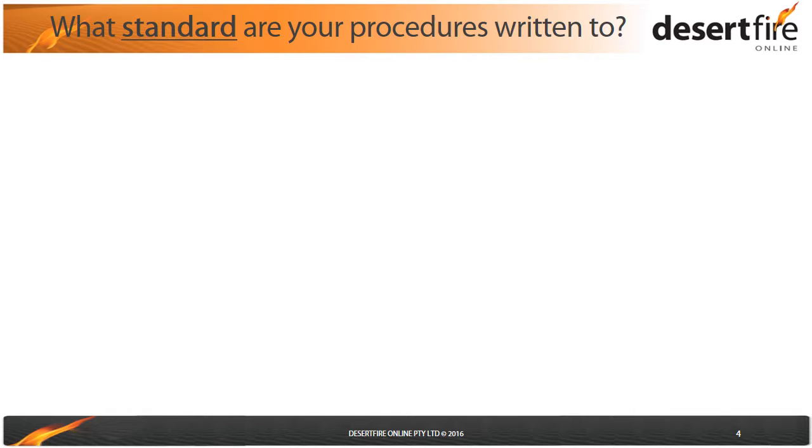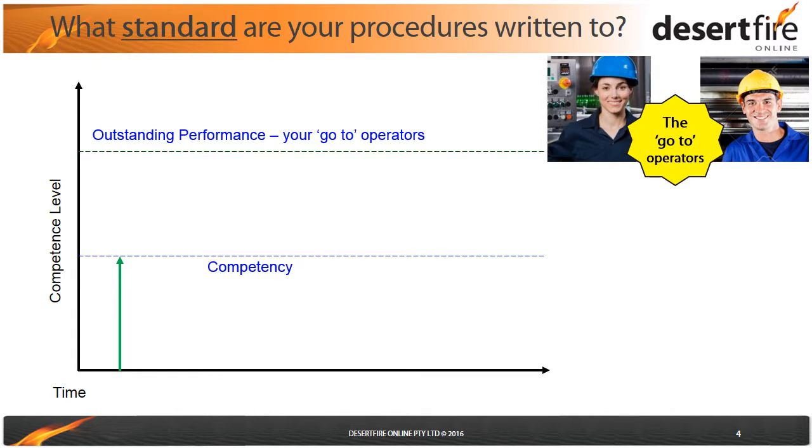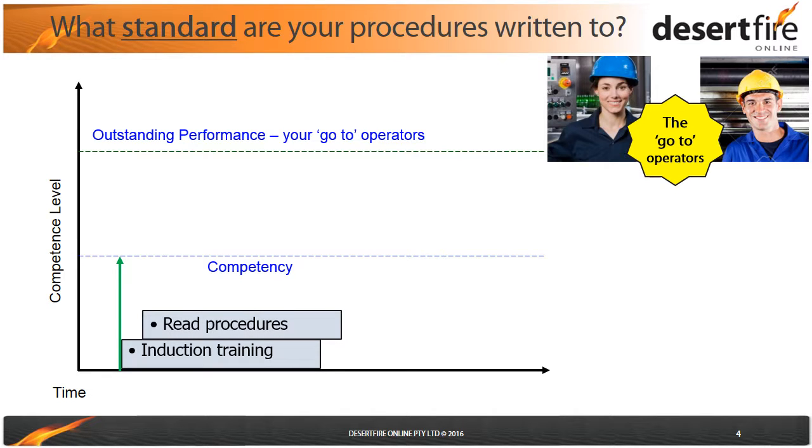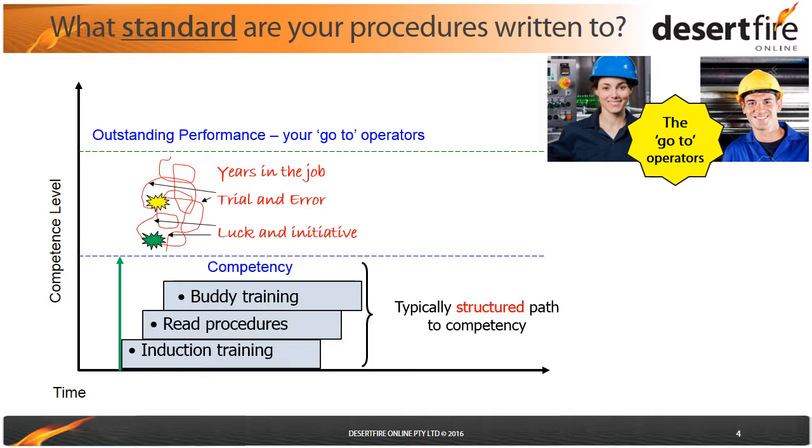So the first question to ask yourself is, what standard are your existing procedures written to? Are they designed to ensure that people are competent? In other words, the minimum standard able to do the job. Or are they designed to develop outstanding operators? These are your go-to operators. Most companies have a structured process for developing competency. But the development path from competency to outstanding is typically an unstructured process that's left up to years in the job.